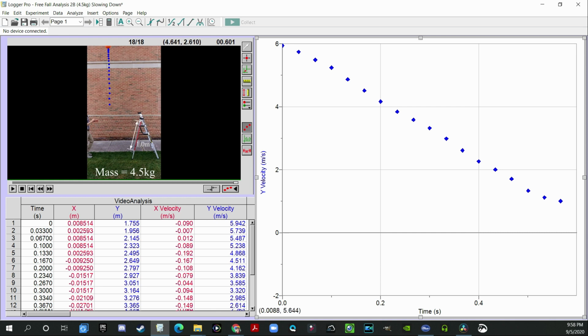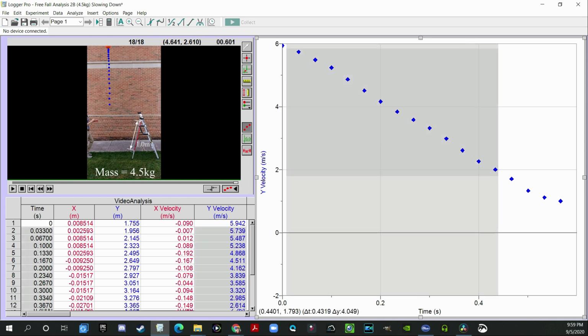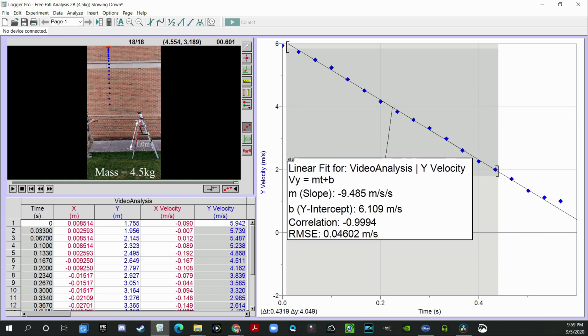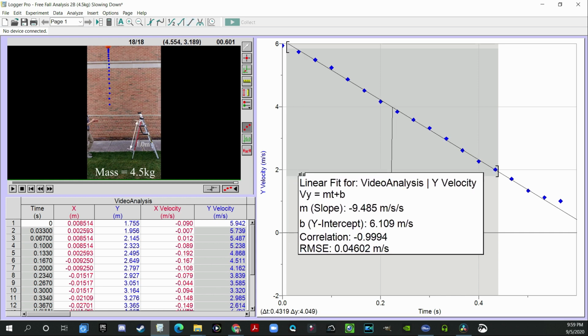Just like when gravity sped up the bowling ball, it's changing the velocity in a linear fashion. Gravity causes things to have a constant or uniform acceleration. And what is that acceleration? Well, let's just find the slope of our velocity time graph like before. The slope is, again, about negative 9.5. We got negative 9.6 last time. Gravity is giving this thing an acceleration of about negative 10 meters per second each second.